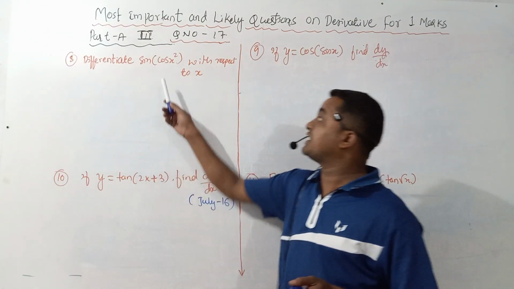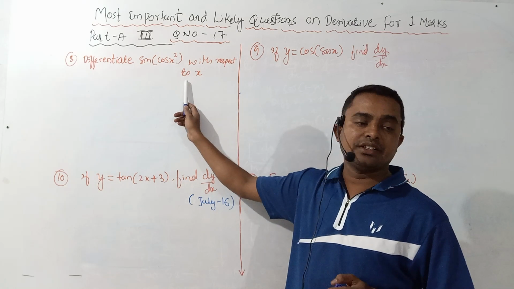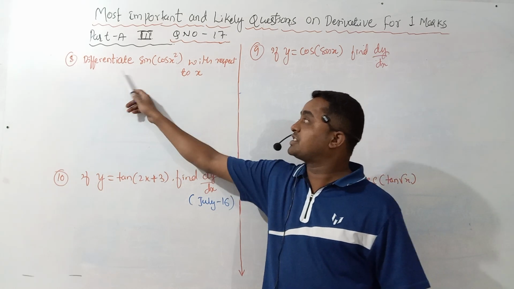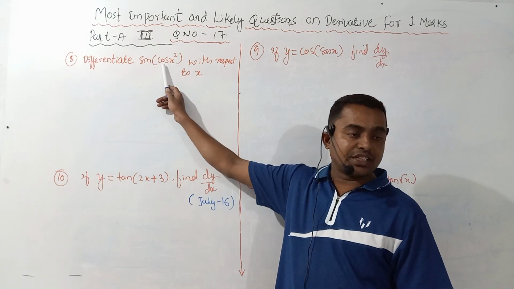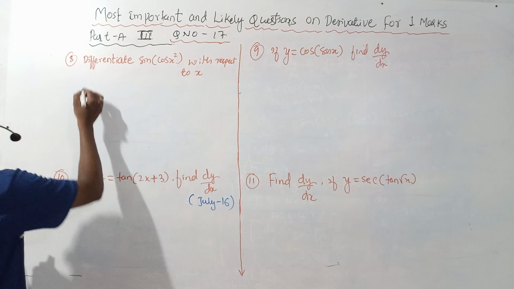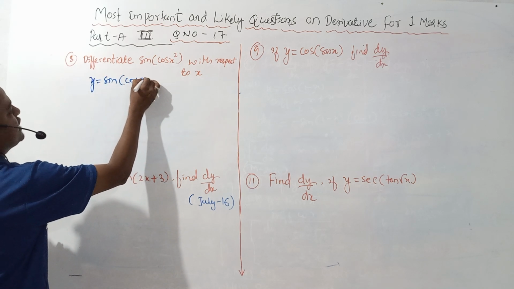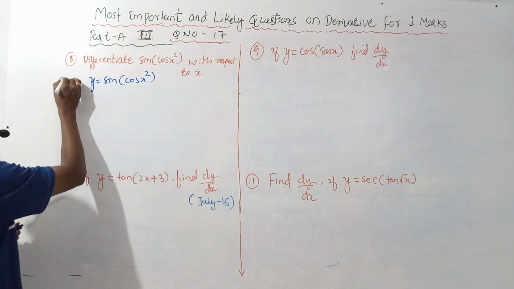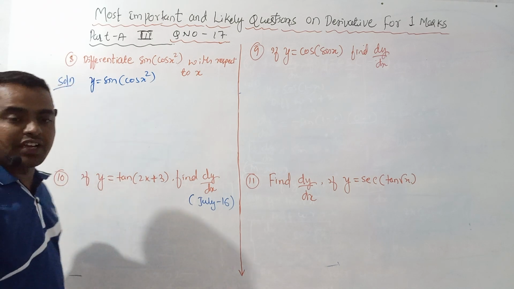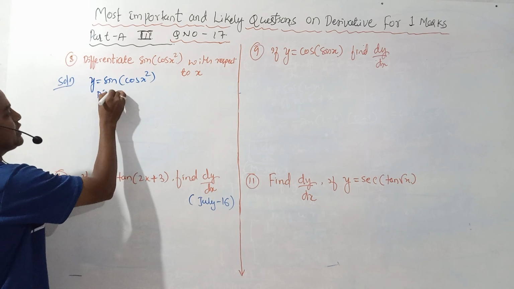So let us differentiate sine(cos x square) with respect to x. See the problem. Differentiate sine(cos x square) with respect to x. So write the given function first: y is equal to sine(cos x square). The first step of the solution, write the given function by taking y is equal to. After the first step, differentiate with respect to x.